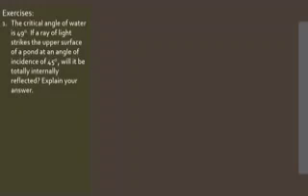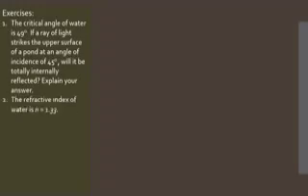Exercises. Copy the questions and answer in your physics notebook. Show your solution as much as possible. Number 1. The critical angle of water is 49 degrees. If a ray of light strikes the upper surface of a pond at an angle of incidence of 45 degrees, will it be totally internally reflected? Explain your answer. Number 2.